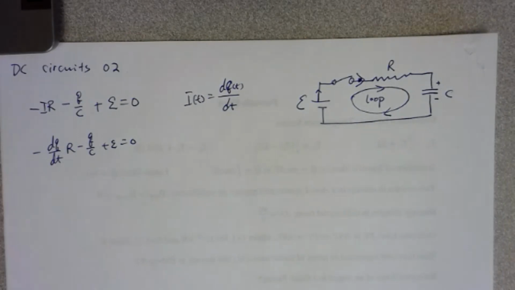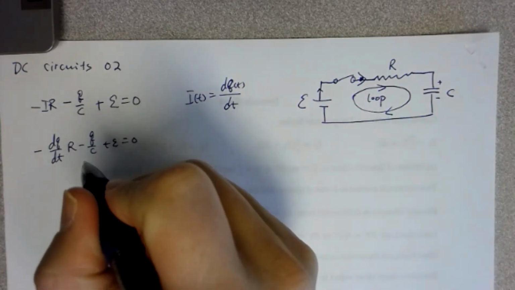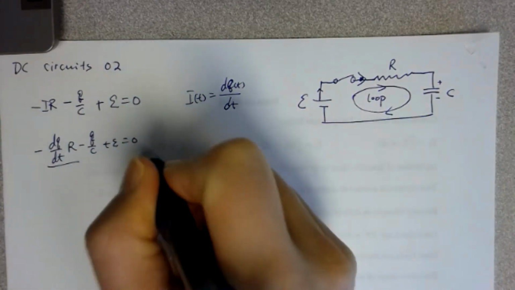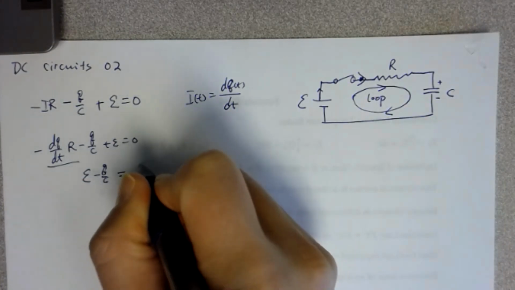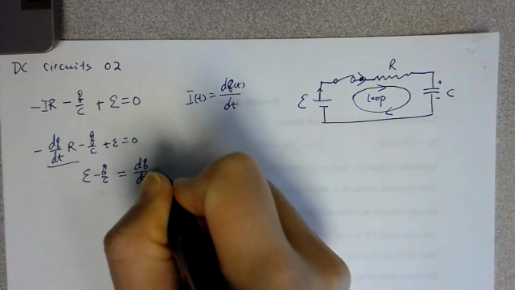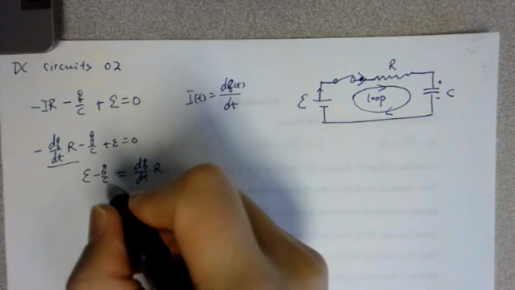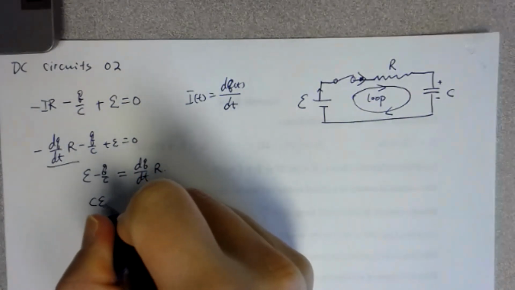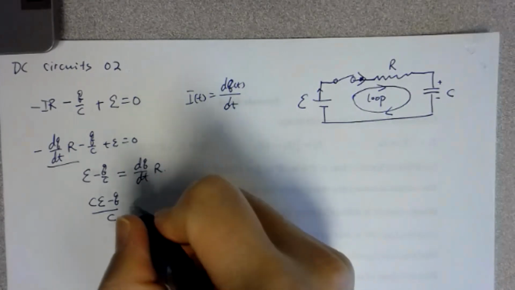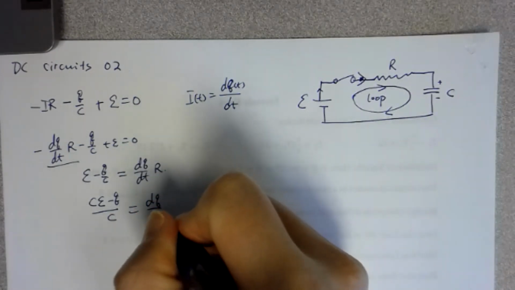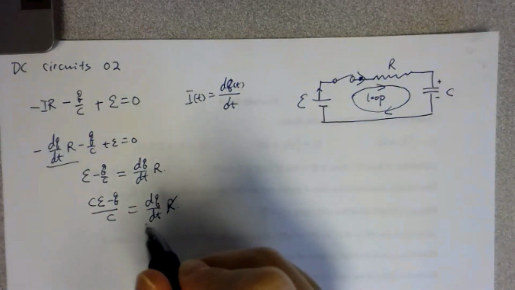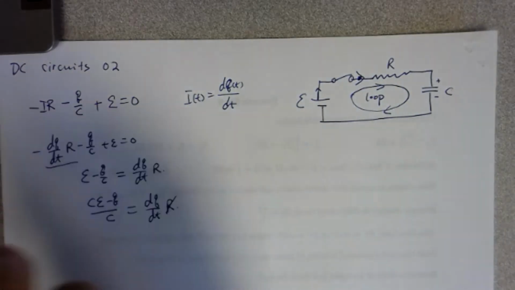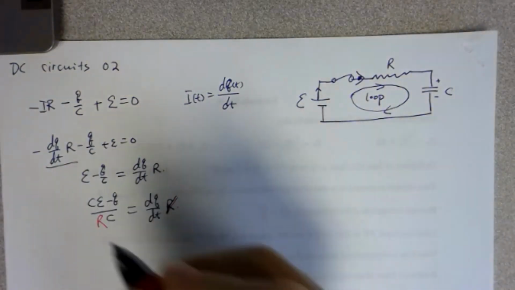So let's see. We can move this term to the other side of the equation. Then on the left hand side, you have epsilon minus q over C equals dq over dt times R. Here this is (C epsilon minus q) over C, on one side, equals dq over dt times R. So if you divide both sides by R, you get rid of that R and then R comes here.